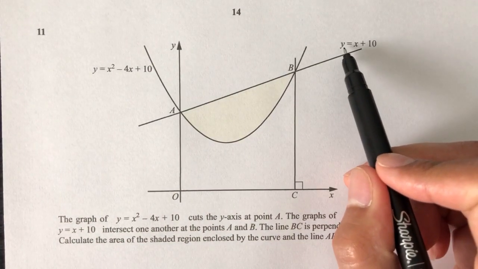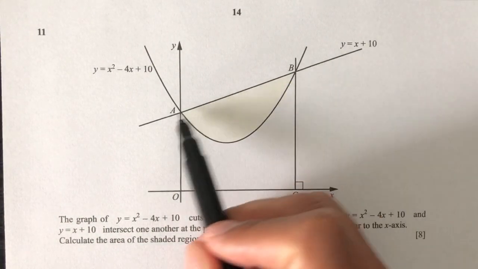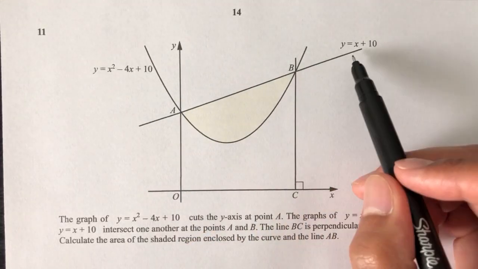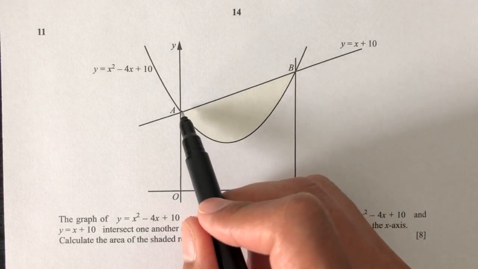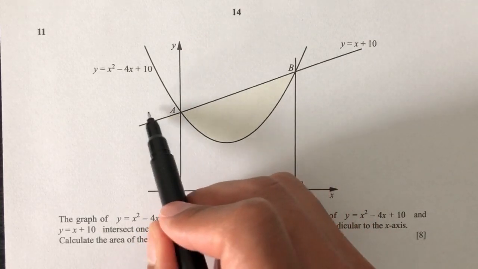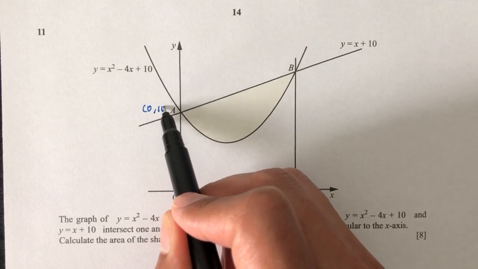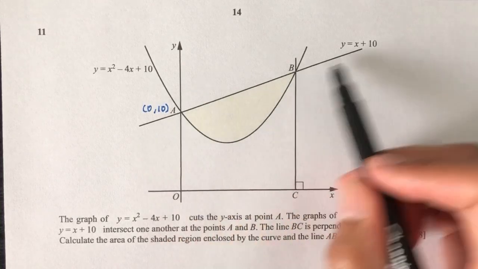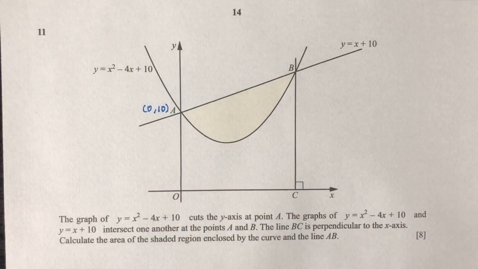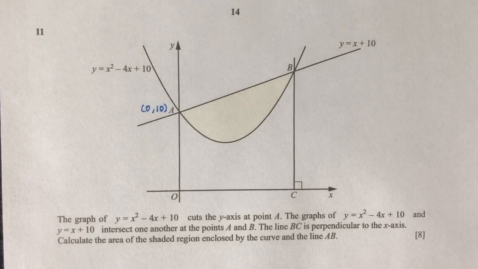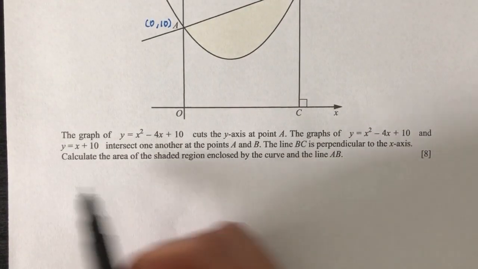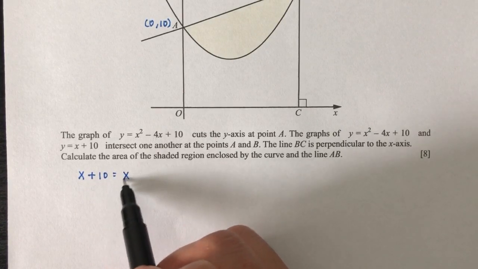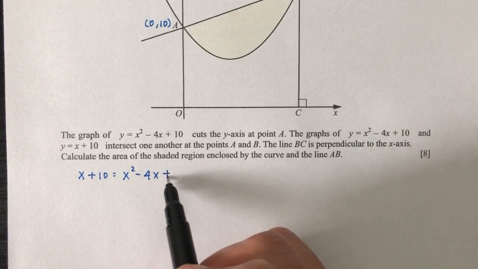So it says that this equation goes through this point. Point A is at the y-axis, which is x equal to 0. If x equal to 0, y is 10. So we have 0, 10. That's the point A. Now for point B, intersection of this line and the curve. So we have to solve to find the point B. So let's do that. So the line is this and the curve is this. So the simultaneous equation will be this equal to minus 4x plus 10.